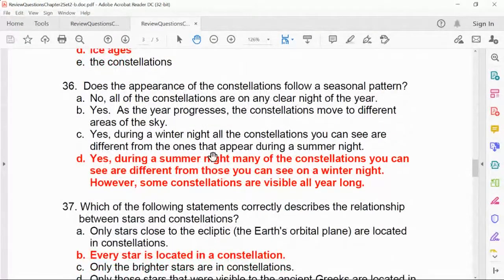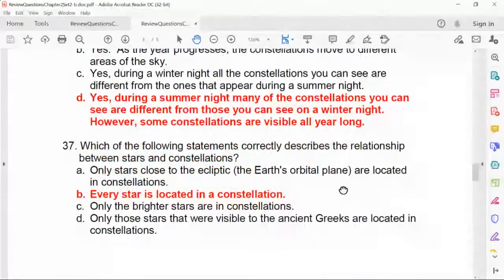Question 36, does the appearance of the constellations follow a seasonal pattern? Yes, during summer night, many of the constellations that you see are different from those that you see in winter night. However, some constellations are visible all year long. And remember when we talked about horoscopes and so on, and I told you it depends on the seasons.